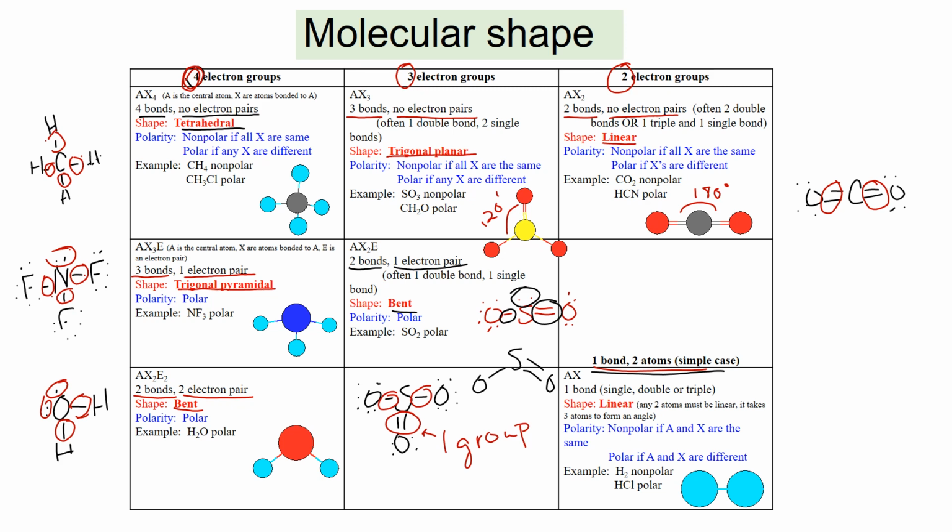So those are the shapes. There's a table in your book that can help you identify the shape, but the dot structure tells you the shape of the molecule.